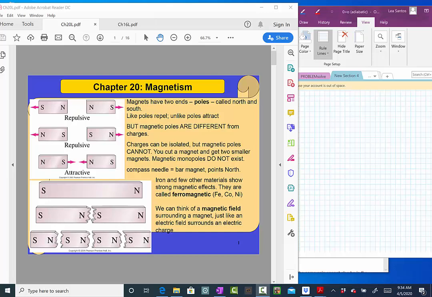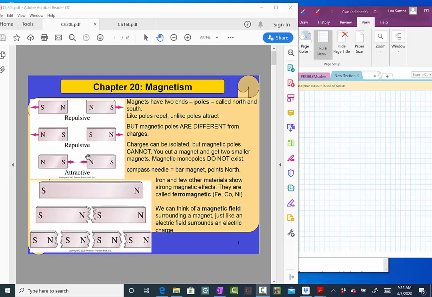And how do we explain that? We say that each individual magnet has two sides, and we call these two sides poles. One we say is the north pole, and the other one is the south pole. These are just names. If we bring two magnets close to each other with the north sides together, they will repel each other. If we put the south poles together, they will also repel each other. They only attract when we have the south and the north together.